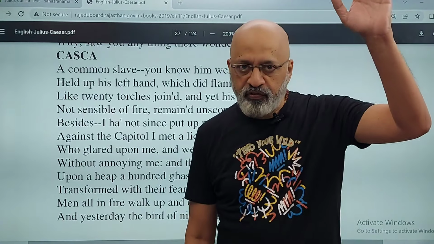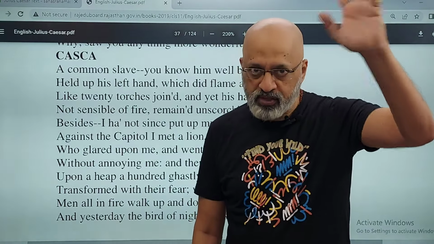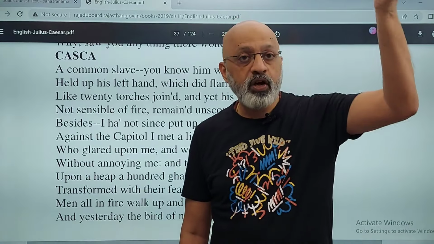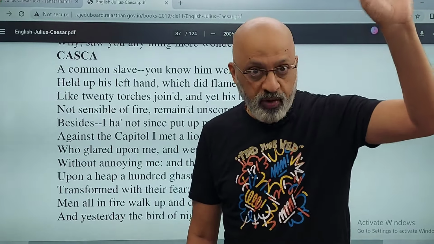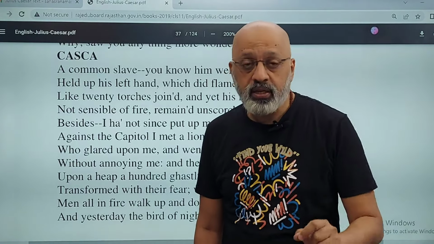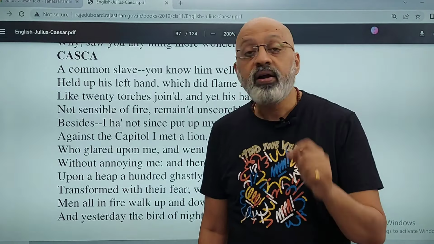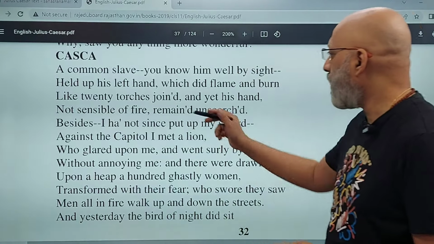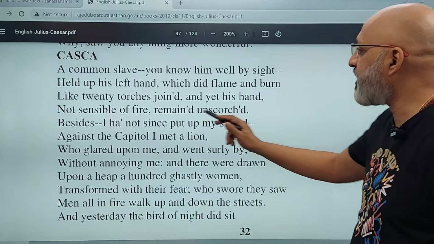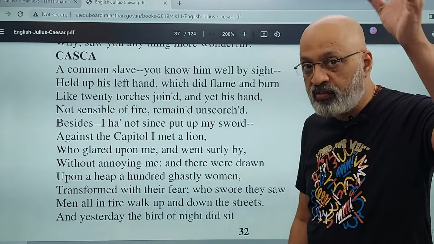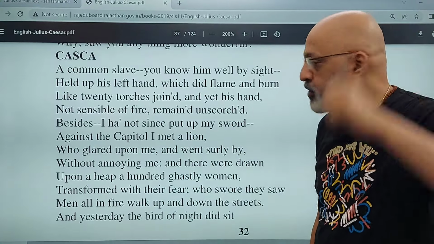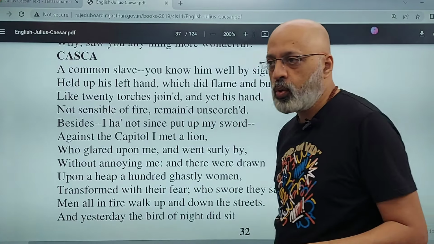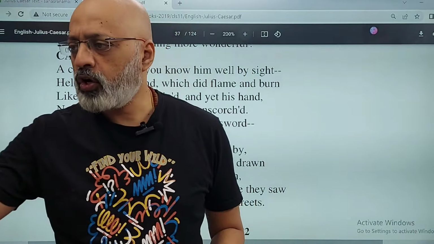He held up his left hand, which went up in flames, and burnt with the strength of 20 torches, as if 20 torches were burning from his left hand. And yet his left hand did not feel the fire. It was not sensible and not scorched. 20 torches joined, and yet his hand not sensible of fire. It did not feel the fire. There is no sign that his hand was burning with the strength of 20 torches. It remained unscorched.